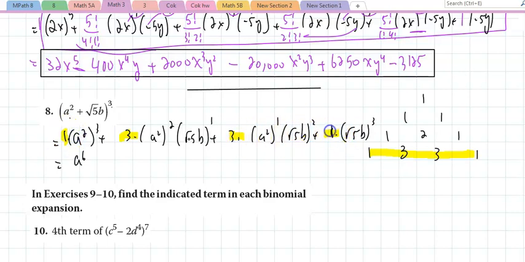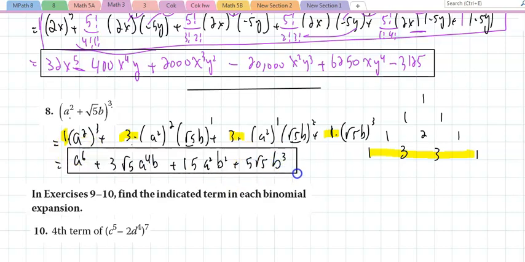And this is going to be plus 3 radical 5 a to the 4th b, plus radical 5 squared is 5 times 3, that's 15, a squared b squared, plus 5 radical 5 b cubed. And that would be my final answer.